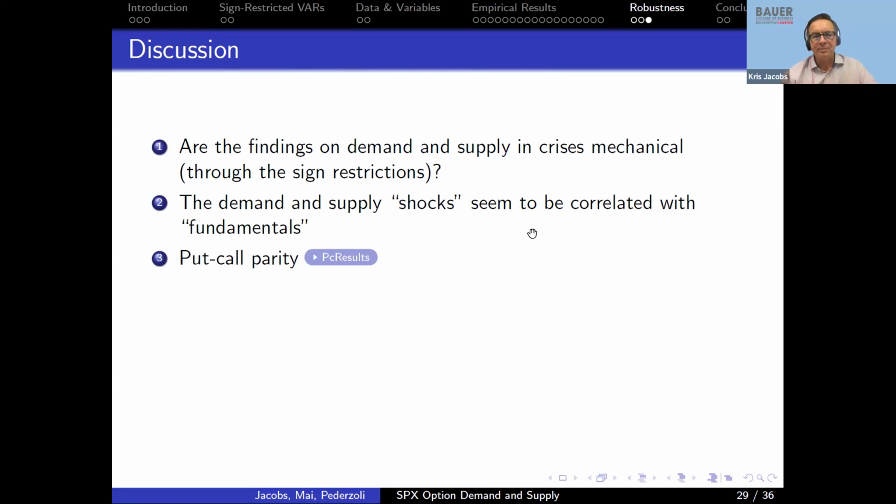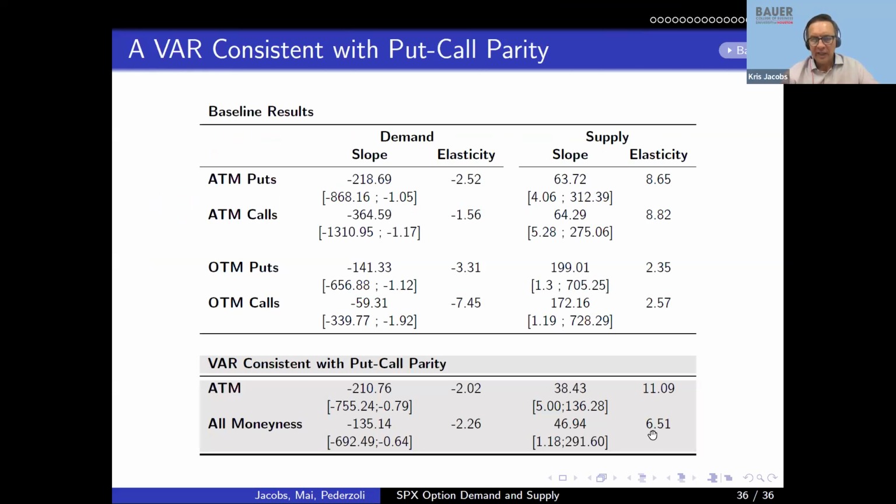Put call parity. Some people are worried because we have these 4 markets and we don't impose put call parity. Here in gray, you see what happens when you impose put call parity with the ATM results. So here, this basically is ATM results, where you don't use a put sample and a call sample, you use all of them and you impose put call parity and look at the elasticities. It's very similar to what we have here. And here for supply, they get a little bit bigger, but pretty consistent.